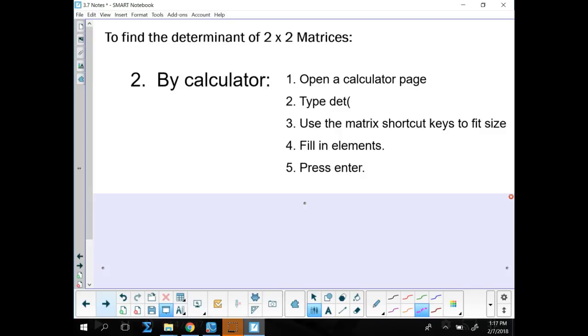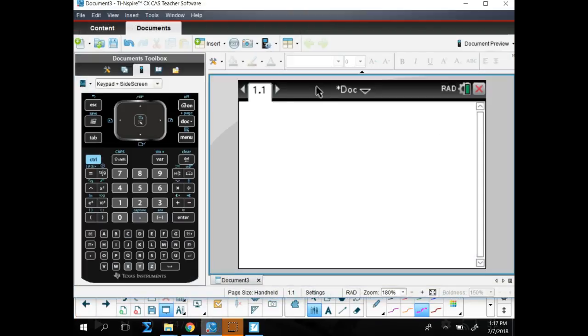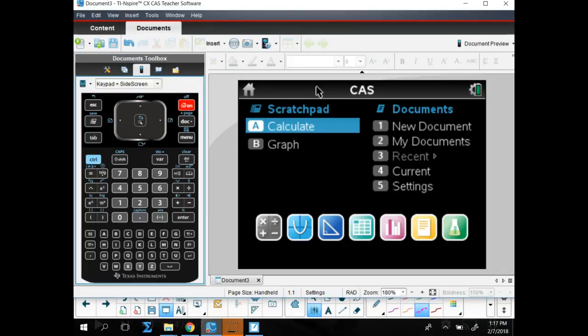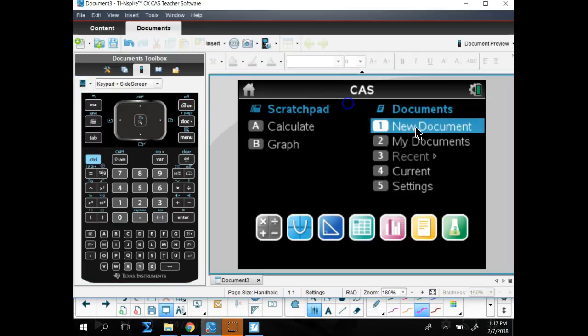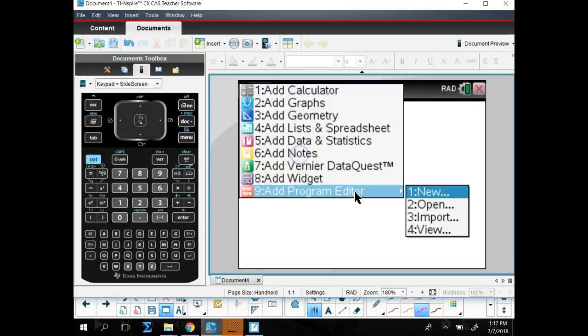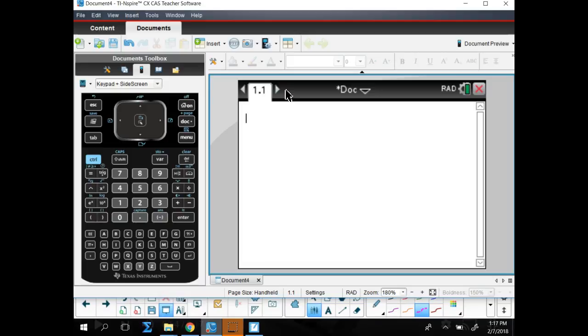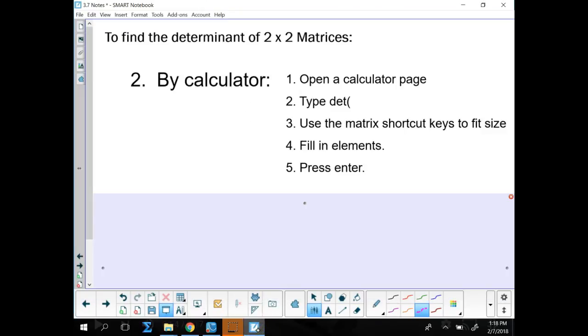To do that by calculator, the first thing that you're going to do is you need to open up a calculator page. Because you don't know who's used the calculator before you, I would start by turning the calculator on with the on key, and then hitting the on key again, and going into a new document, add calculator. My pre-calculus students could have been graphing parametric equations on it, for all you know. Then, you're going to get to the calculator page, and then you're going to type in DET, open parentheses.